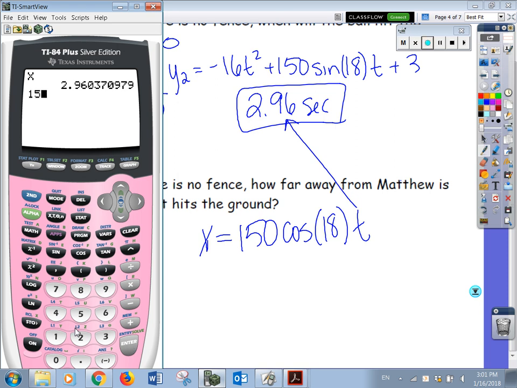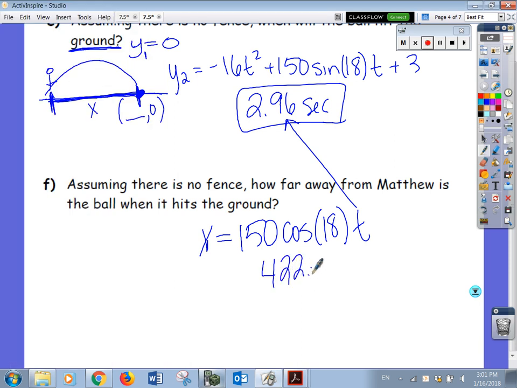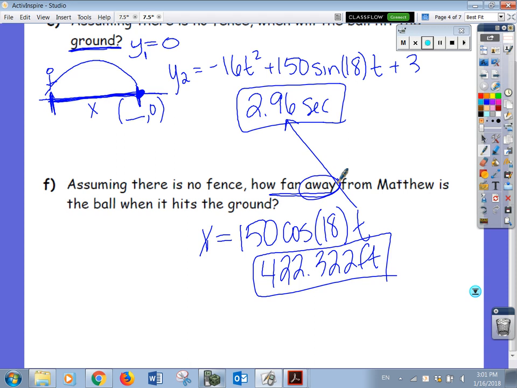So all we have to do is 150 cosine 18 close parentheses x, and you get your answer right there: 422.322 feet. If you want to say how many feet away, remember the word away tells us we're looking for the x value. You can add the words feet away, but you can just say feet.